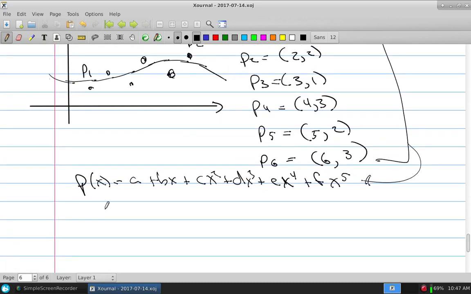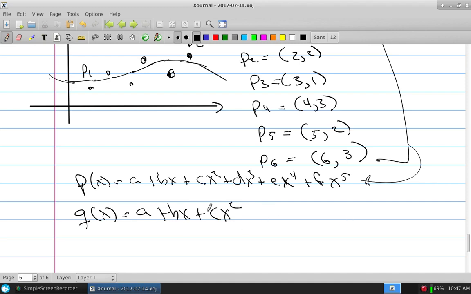But on the other hand, if I would rather use, say, q of x equaling a plus bx plus cx squared, then my problem has how many unknowns? 3. But when I plug in all my 6 points, I'm going to have how many equations? 6. So now I have an overdetermined problem.